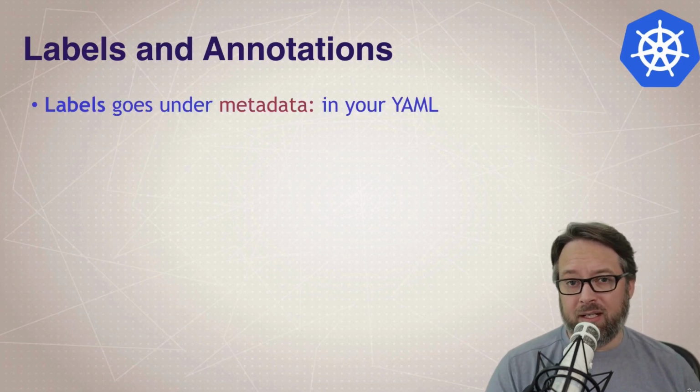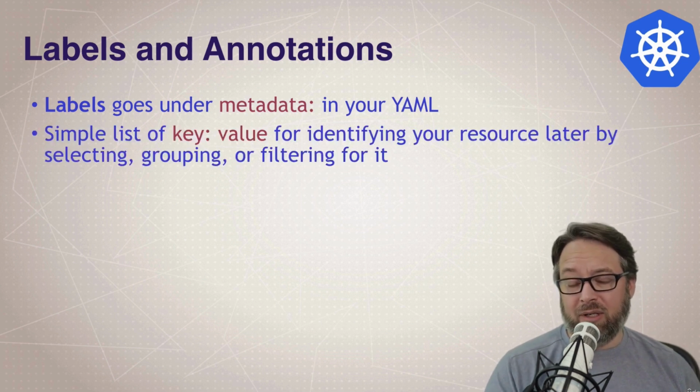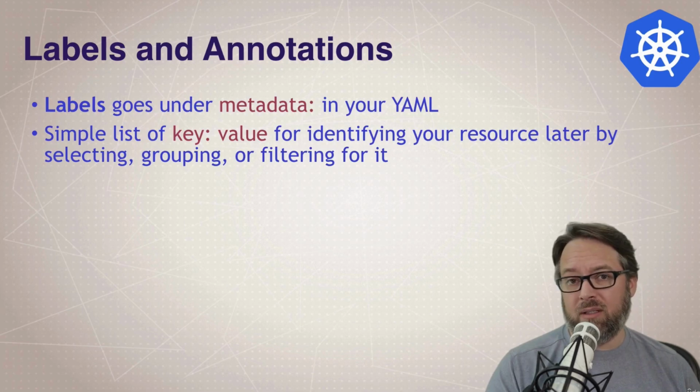Labels go under the metadata key in the root of the file, so they're optional there. You don't have to put them, but they are a key value or a list of key values underneath the labels heading, and those are there for multiple reasons. They're not always required, but you may need them for selecting the objects, grouping them, and even filtering them later on. And this can be anything that describes the object or the resource.